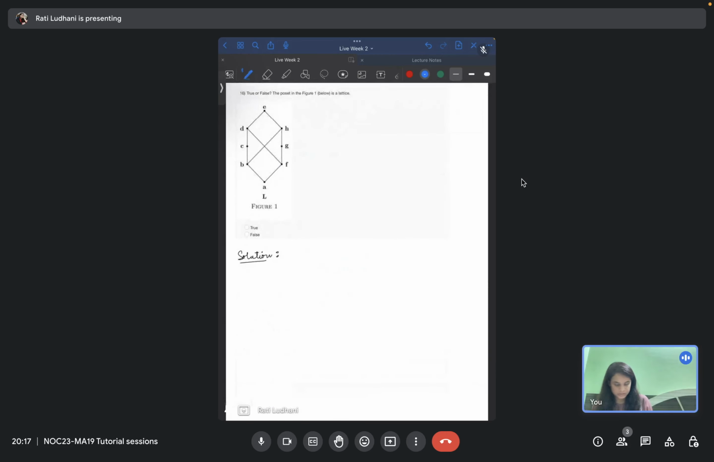Okay, this is an interesting question, as I was saying earlier. Is this a lattice or not? This is a very good example. You are checking, for all x, y belonging to P, whether x join y and x meet y exist or not. That is the question. Okay, let's check it.